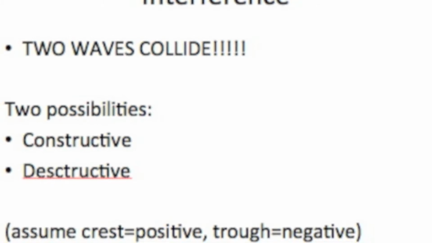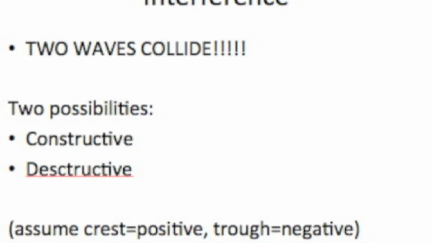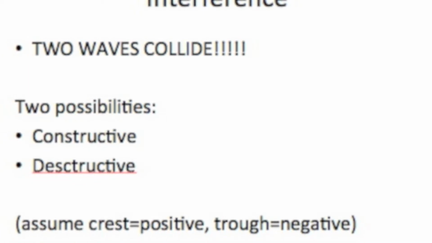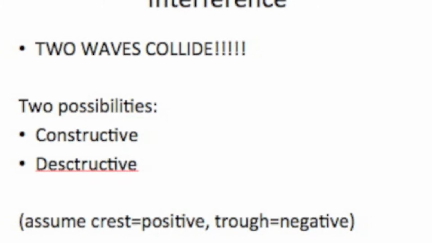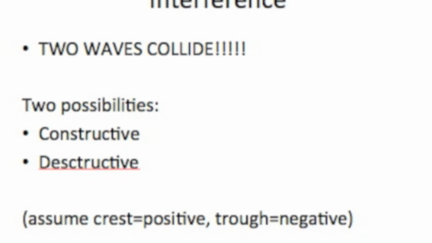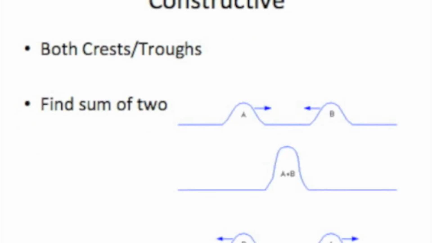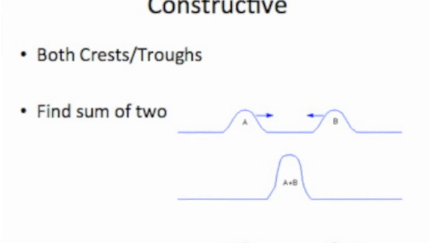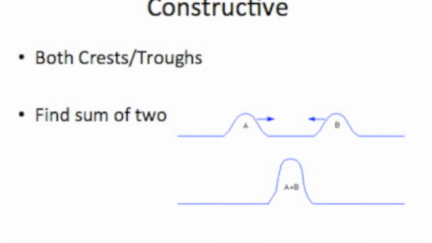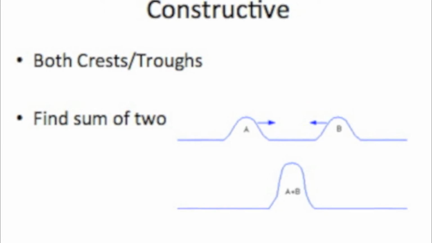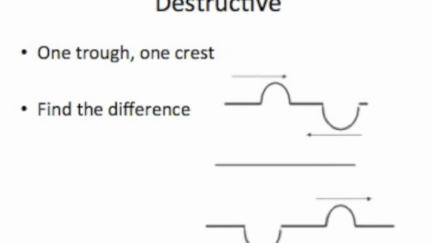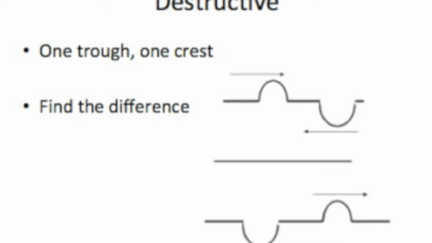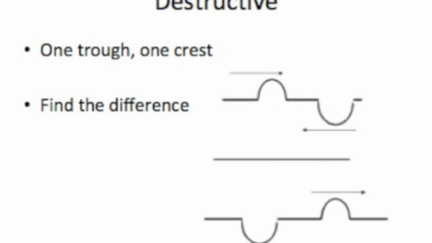Next is interference, when two waves collide. There are two different types of interference, constructive and destructive. For now, let's assume that crests have positive amplitudes and troughs have negative amplitudes. Constructive interference is when you have two waves that are both crests or troughs, and you add the amplitude when they collide. Destructive interference is when you have one trough and one crest. When they collide, you find the difference between the two amplitudes.